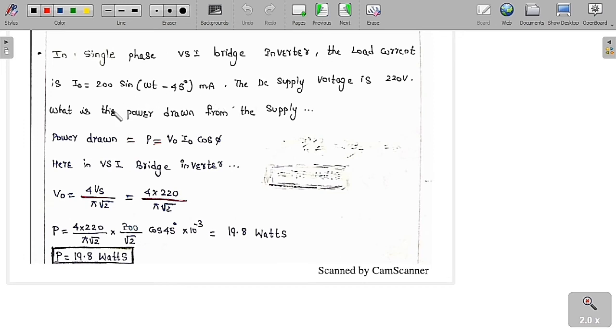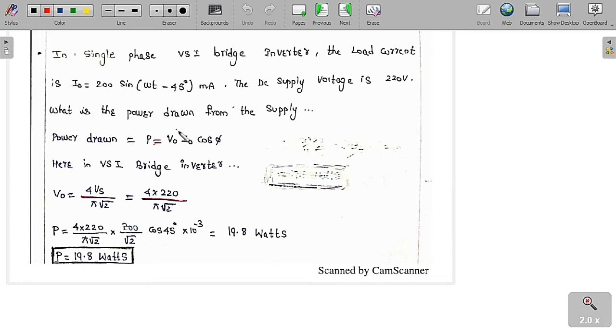So only the fundamental component is present, and in the voltage you have to take only the fundamental component. The RMS value of the fundamental component of the output voltage is 4 Vs by pi root 2, into the RMS value of the output current, which is squared by root 2, into power factor cos of 45. If you solve this, we get 19.8 watts, because only the fundamental component is responsible for the amount of power absorption of the load.